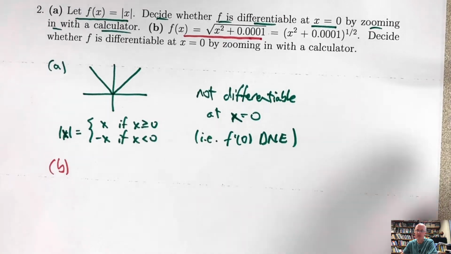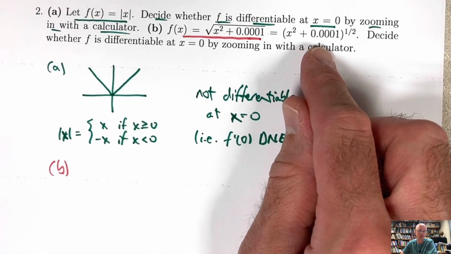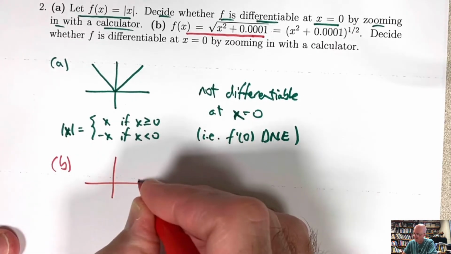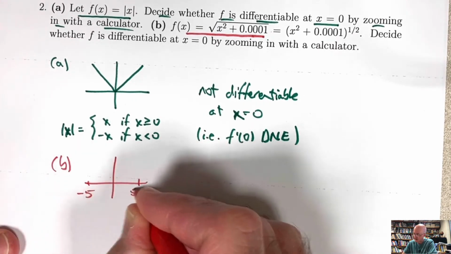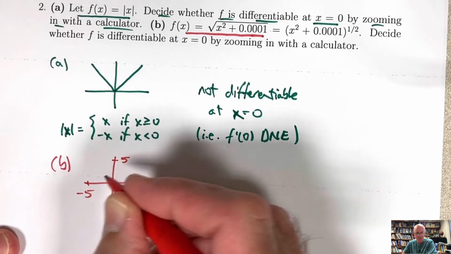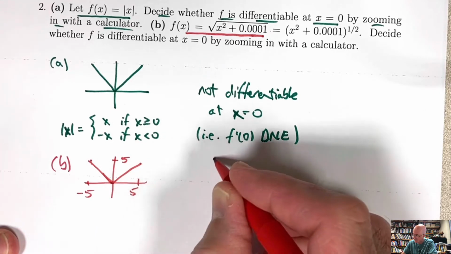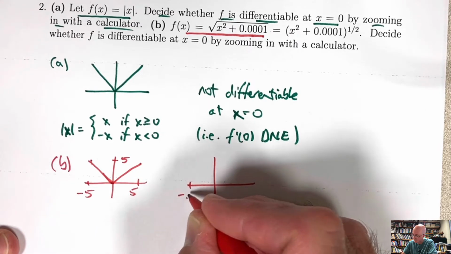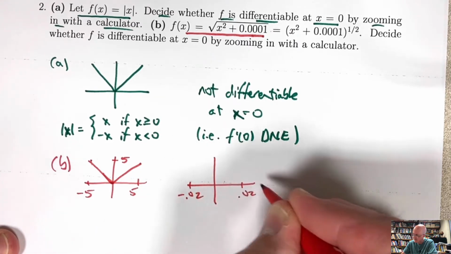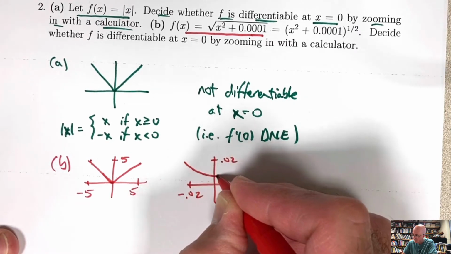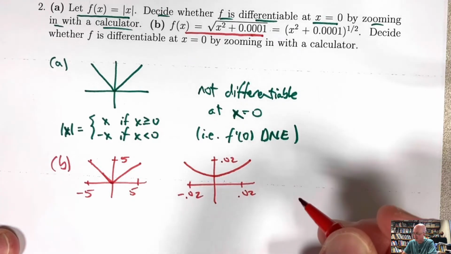And in fact, if you know how to take derivatives of these kinds of things, you could take the derivative of this and plug in 0. It does exist. So on a wide enough window, like negative 5 to 5 in both directions, it looks like a V, but we saw that if you zoom in closer, negative 0.02 to positive 0.02, it looks smooth, kind of like a parabola, though it's not technically a parabola.